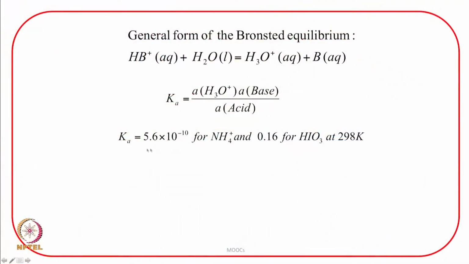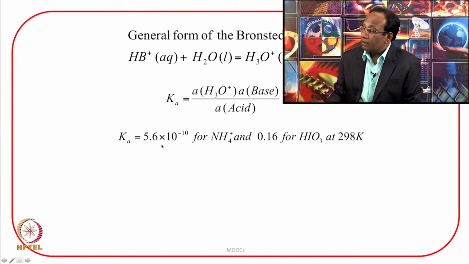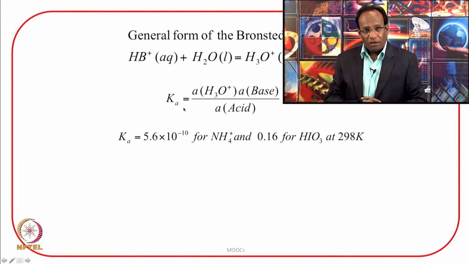The value of acidity constant for ammonium ion is 5.6 × 10^-10, and the value of Ka for HIO3 is 0.16 at 298 Kelvin. Please note that Ka, which we are calling the acidity constant, is an equilibrium constant, and the value of an equilibrium constant does depend upon temperature.